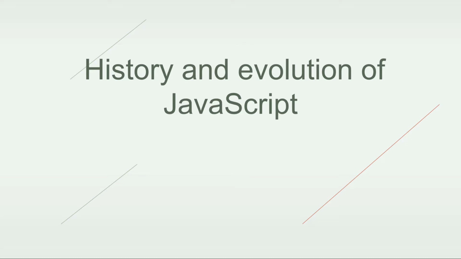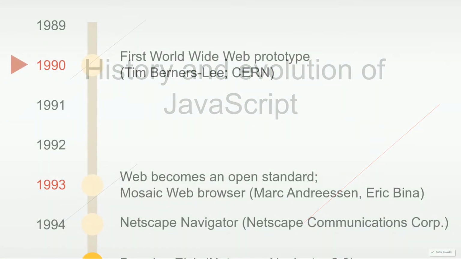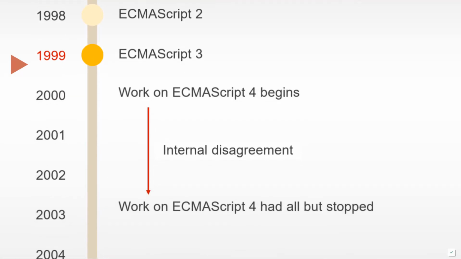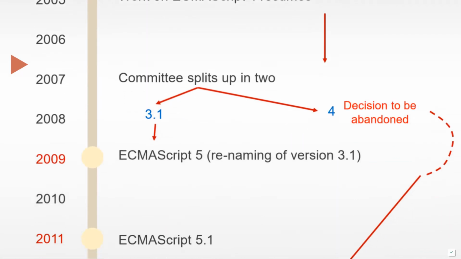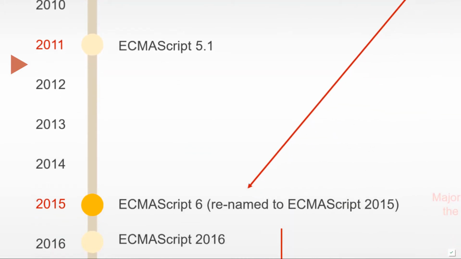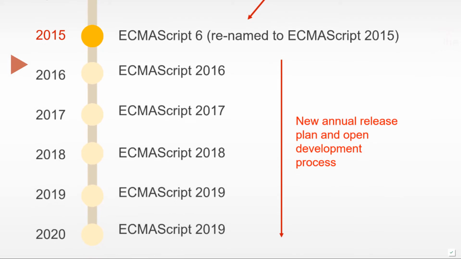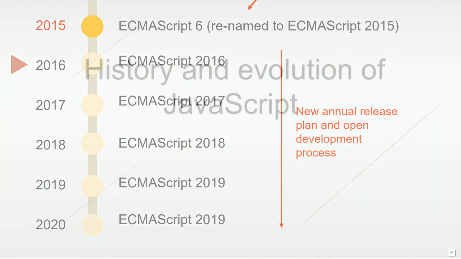This video will go over the history and evolution of JavaScript. Having some understanding about how the language came to be is fairly important because it allows us to understand why many of the features of the language that are currently available are there and how they came about.